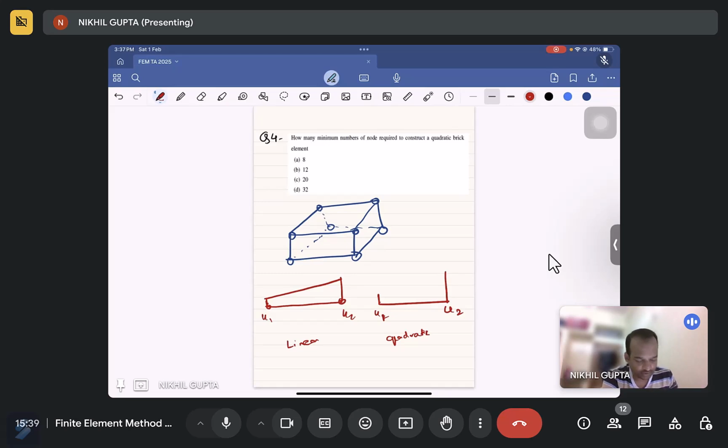Did you guys get my question? In linear you can say yes, this is the unique path that we see. We can connect u1 and u2. Is there a unique path between u1 and u2 for a quadratic element? No. 3 points are required.